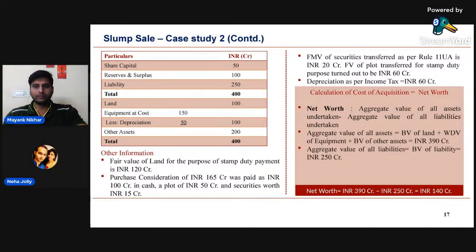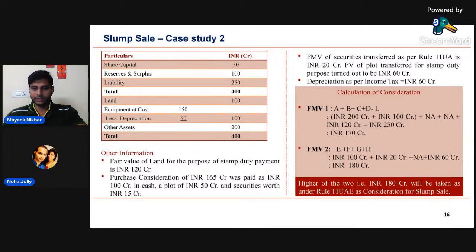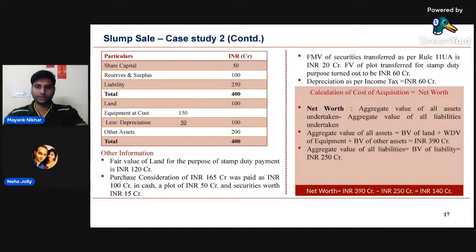Now we arrived at the sale consideration. We also have to take the cost of acquisition to complete the capital gain calculation. So the cost of acquisition shall be the aggregate value of all assets undertaken less the aggregate value of all liabilities undertaken. Only for those assets which are depreciable assets, WDV has to be taken. So 150 was the original cost. This 50 was the Companies Act depreciation, which has to be ignored, and the depreciation as per income tax, which was 60 crores, has to be taken into account.